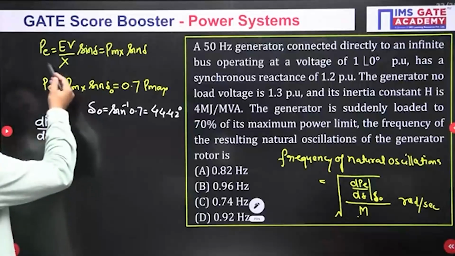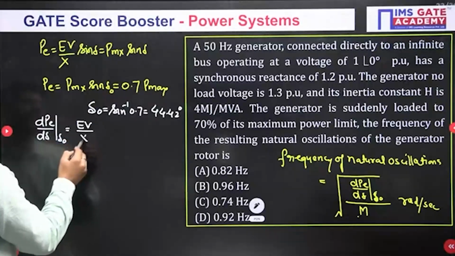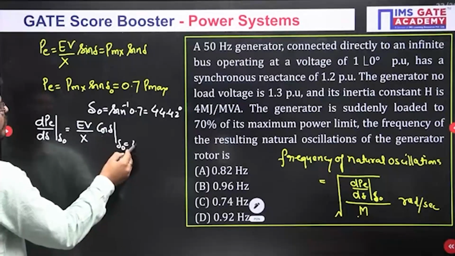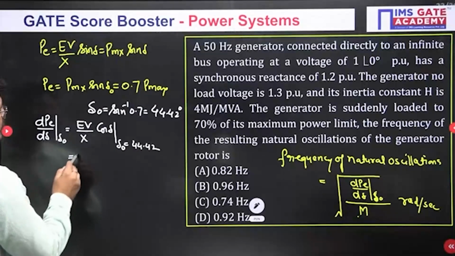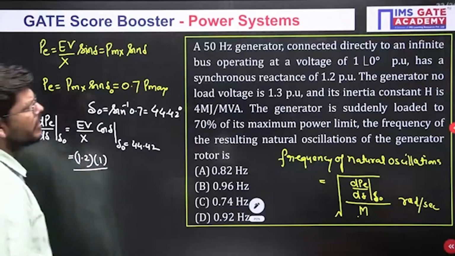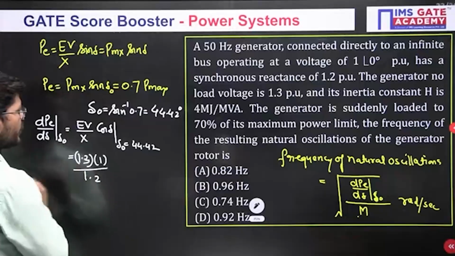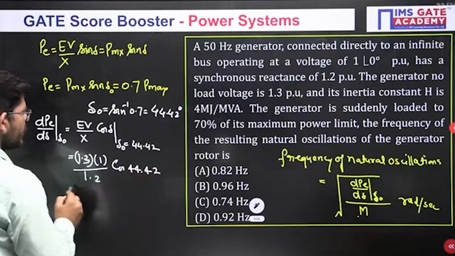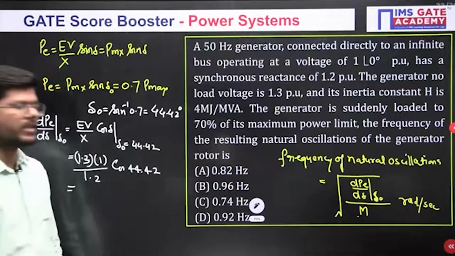So when you differentiate this equation with respect to del, what will you get? You will get EV upon X, sine del will become cos del, and del naught value that you have is 44.42. Now put the values. E value is 1.2, V value is 1, and how much is the equivalent reactance? It is 1.3. Cos of 44.42. When you solve, this quantity will come out to be 0.7737.